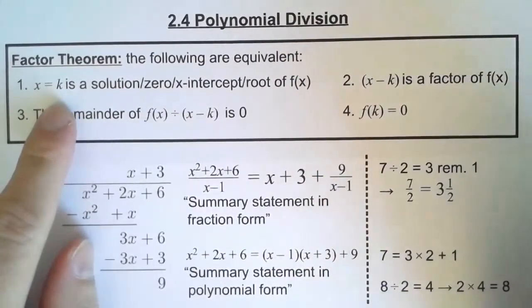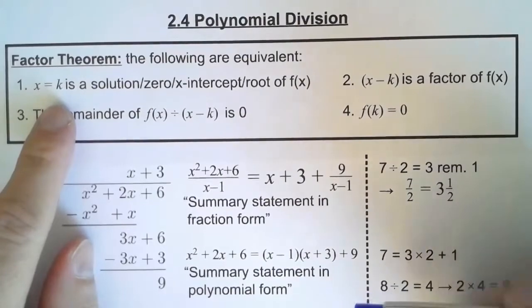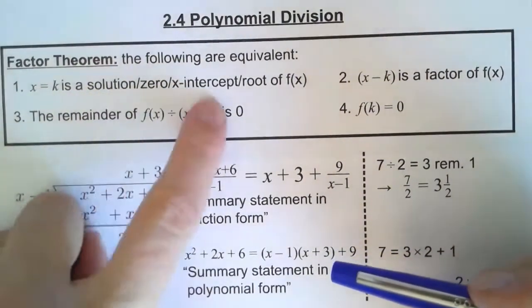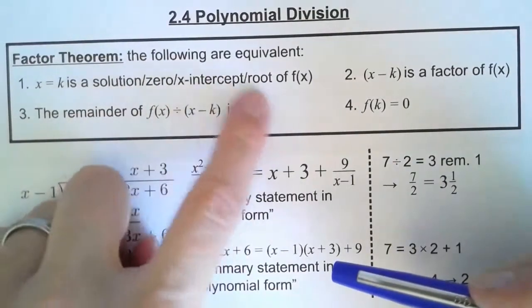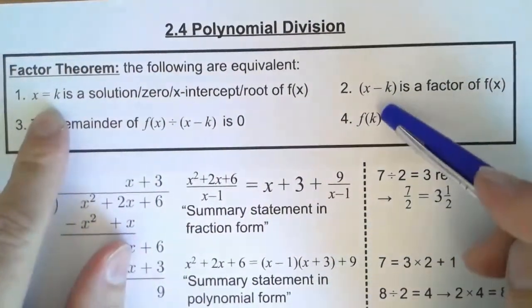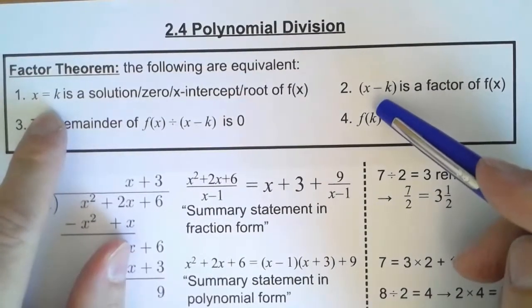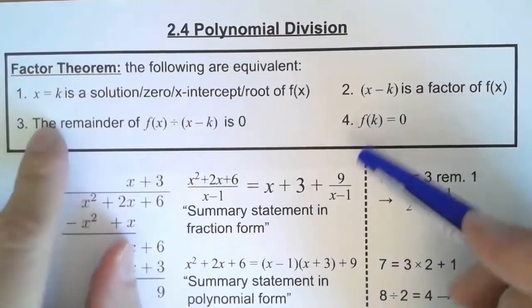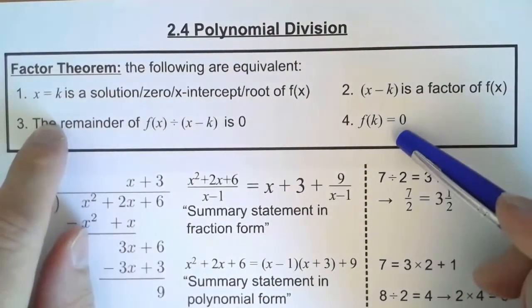So let's say if k was 5, I think you already know that if x equals 5 is a solution, 0, x-intercept, root, all of these are equivalent terms. If x equals 5 is a solution, x minus 5 is a factor. We've seen that a lot. Well, and of course, what does it mean to be a solution or an x-intercept? It means that if you plug it in, you get 0.